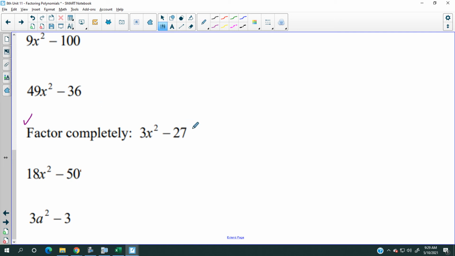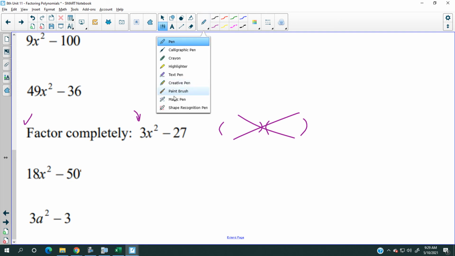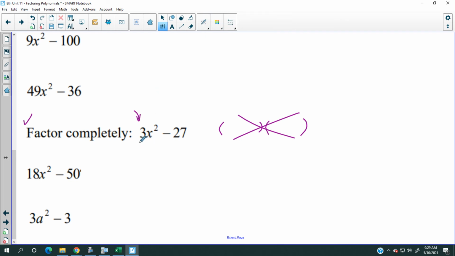Now, here it says factor completely, and there's a reason why it said that, all right? Because look, even if you see this and you say, Mr. Ng, I can't do this because 3 is not a perfect square, neither is 27. Don't worry yet. You can't do this yet, but what you could do is look. What's the greatest common factor between 3 and 27? Yeah, 3, right? Not only is it 3, it means you could actually factor that out first.